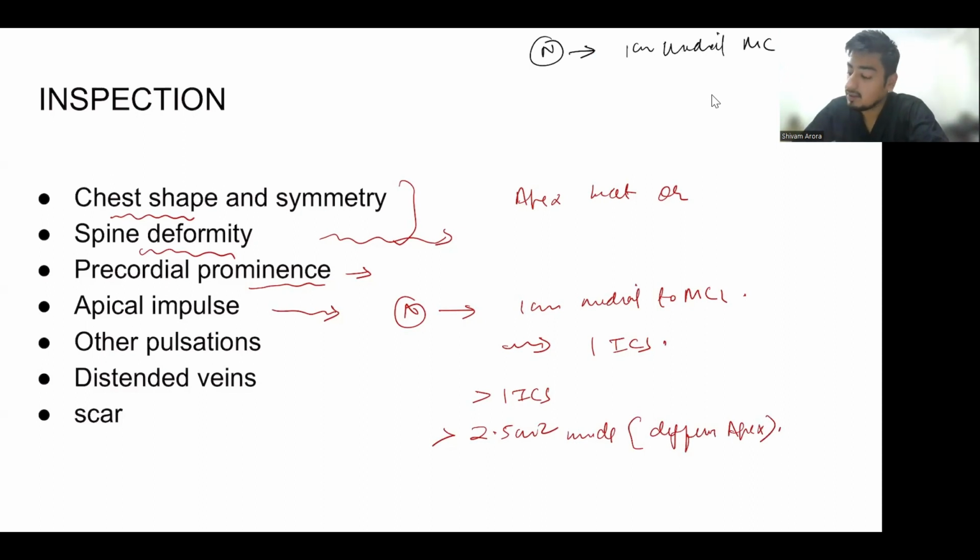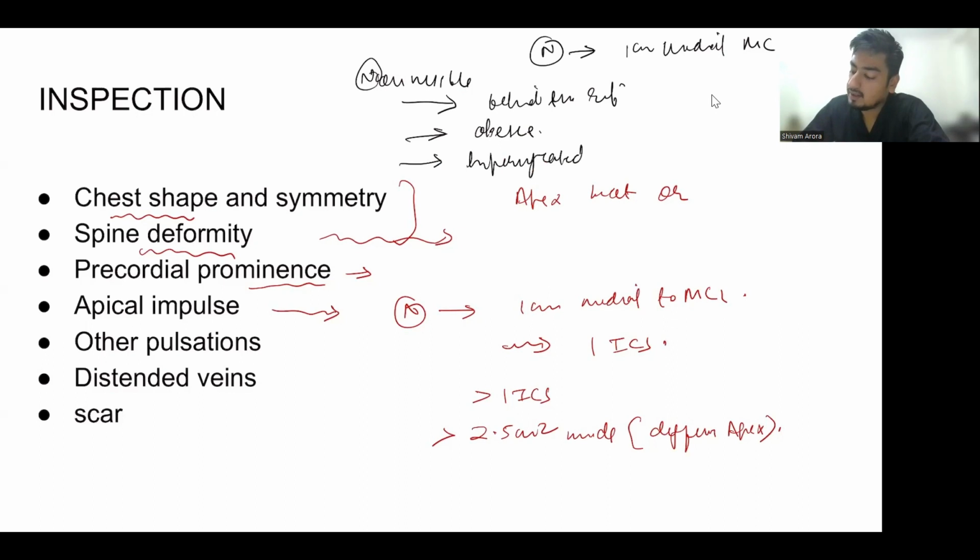What are the causes of non-visibility? Suppose we are examining the patient and the apical impulse is not visible. The most common cause is that the apical impulse is behind the rib, so we will not be able to appreciate it. Other causes are an obese person, hyperinflated lungs like emphysema, and pericardial effusion.